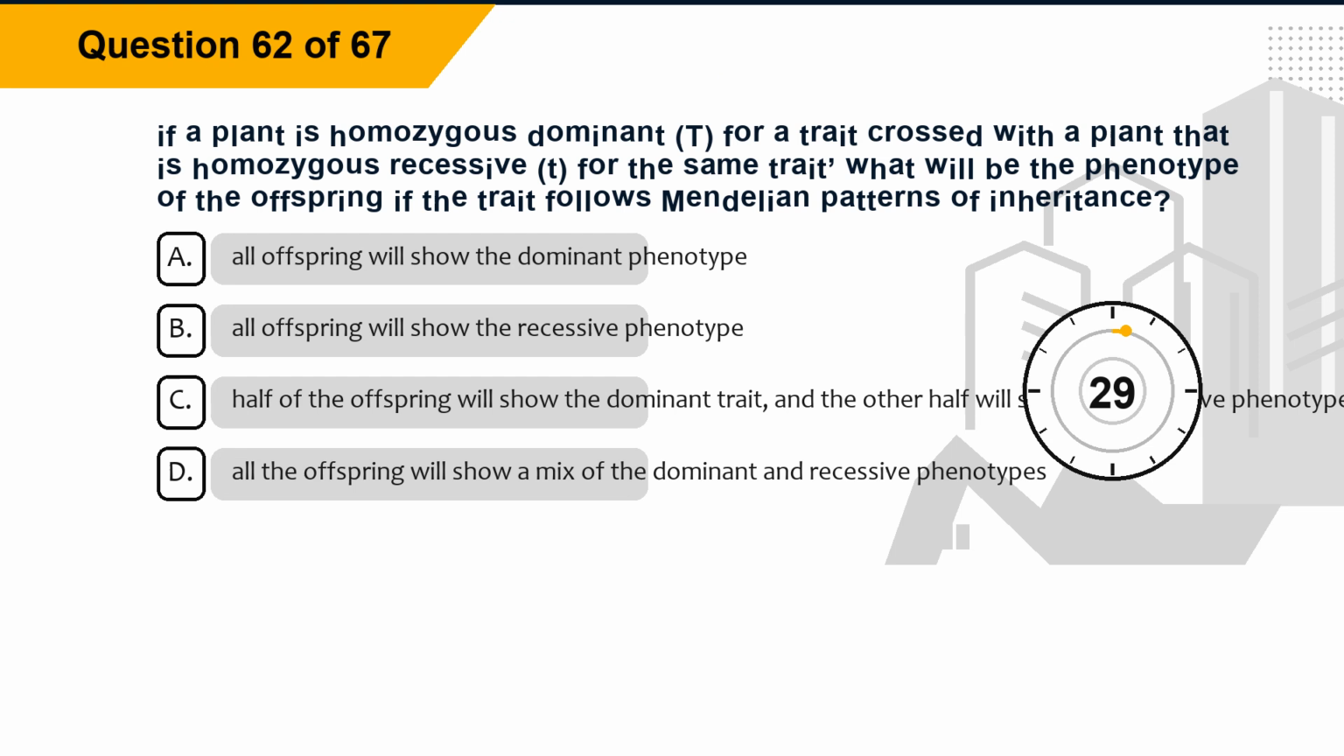Question 62. If a plant is homozygous dominant, TT, for a trait crossed with a plant that is homozygous recessive, tt, for the same trait, what will be the phenotype of the offspring if the trait follows Mendelian patterns of inheritance? Option A, all offspring will show the dominant phenotype. Option B, all offspring will show the recessive phenotype. Option C, half of the offspring will show the dominant trait, and the other half will show the recessive phenotype. Option D, all the offspring will show a mix of the dominant and recessive phenotypes.